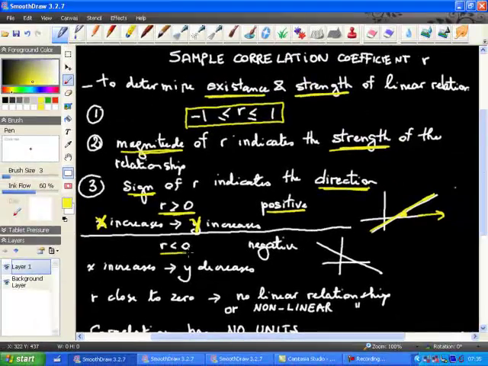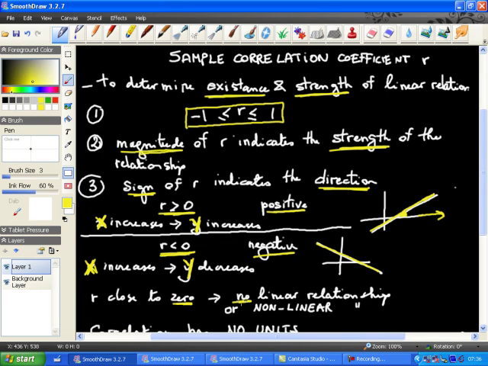When R is less than 0, then the correlation is negative and the line is slanted the other way. This is a relationship where the variables vary in opposite directions, so an increase of x corresponds to a decrease in the corresponding y. A good example of that is if x is the age of a vehicle and y is the resale price or resale value.